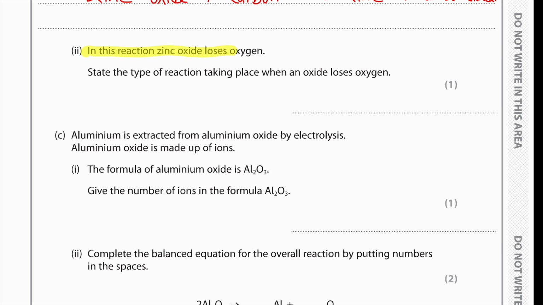In this reaction, zinc oxide loses oxygen. Loss of oxygen is regarded as reduction. State the type of reaction taking place when an oxide loses oxygen. So the type of reaction will be reduction.